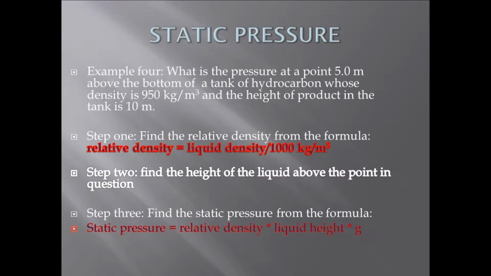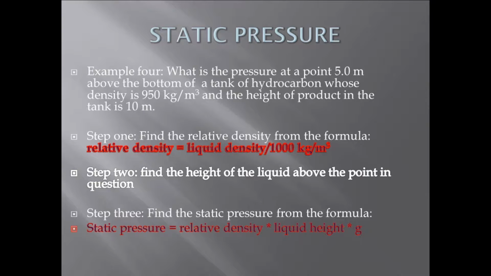Example 4. What is the pressure at a point 5 meters from the bottom of a tank of hydrocarbon whose density is 950 kilograms per cubic meter and the height of product in the tank is 10 meters? Dividing the problem into 3 steps. Step 1. Find the relative density from the formula. Relative density equals liquid density divided by 1,000 kilograms per cubic meter.